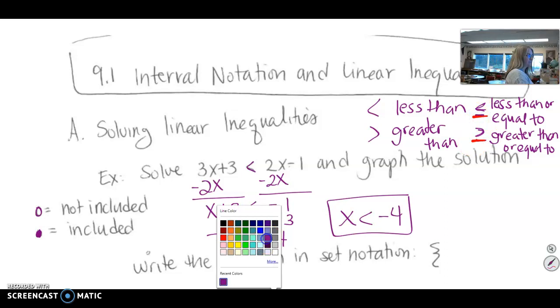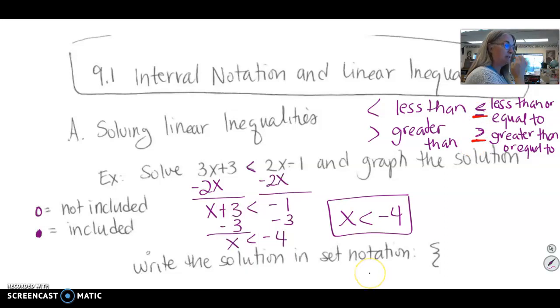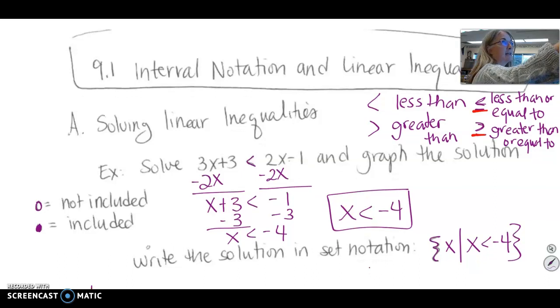All right, so let's look at set notation here. For set notation, you start with a fancy bracket like this, and then you name the variable that we're talking about, which is x, and you put a bar, and then you just put the inequality. And then you close the other side with another fancy bracket like that. So that is called set notation.